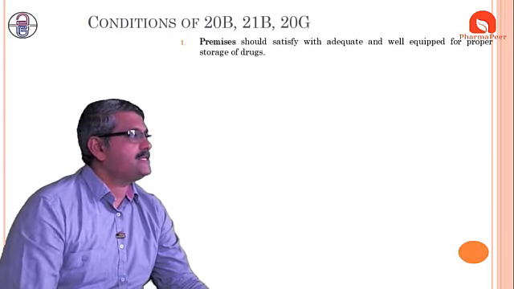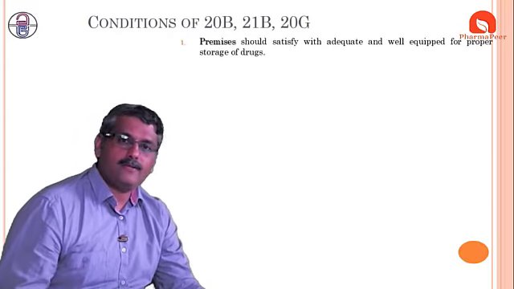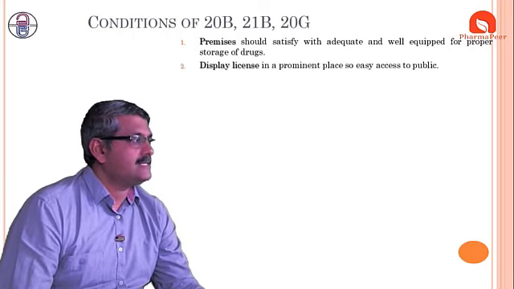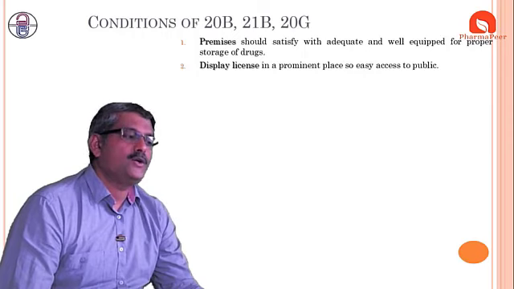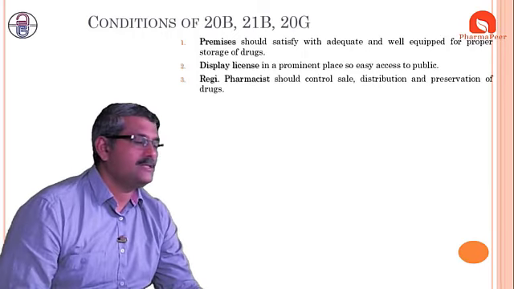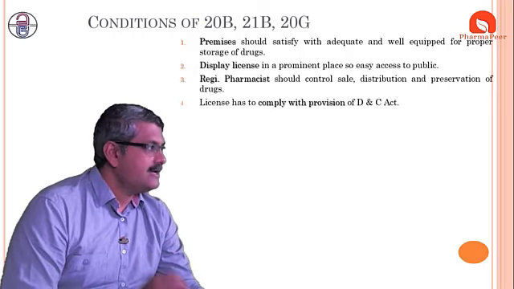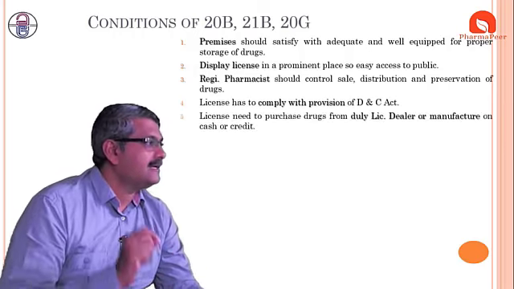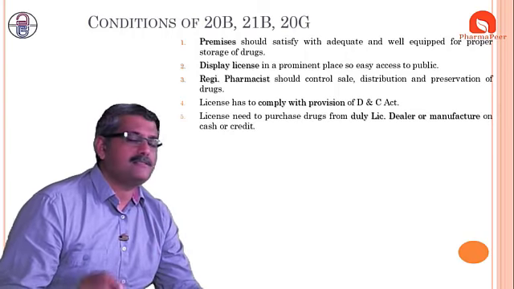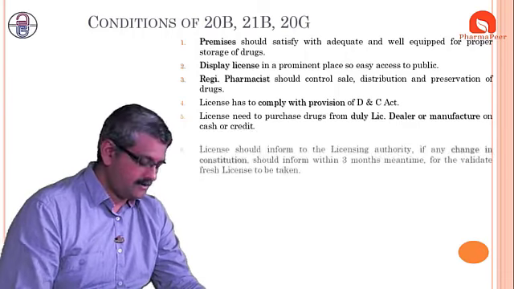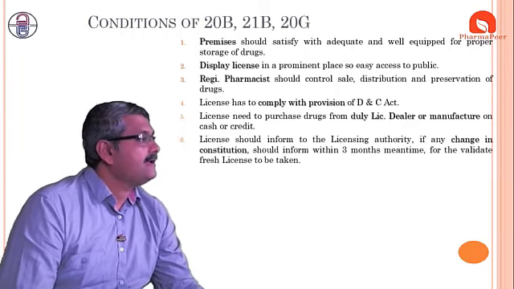Quite the same. Premises should be satisfactory and adequate, well equipped for the storage of the drugs. Display the licenses in a prominent place with easy access to the public. Registered pharmacists should control the sale and preservation of drugs. The licensee must comply with the provisions of the Drugs and Cosmetics Act. The licensee needs to purchase drugs from a duly licensed dealer or manufacturer, on cash or credit.